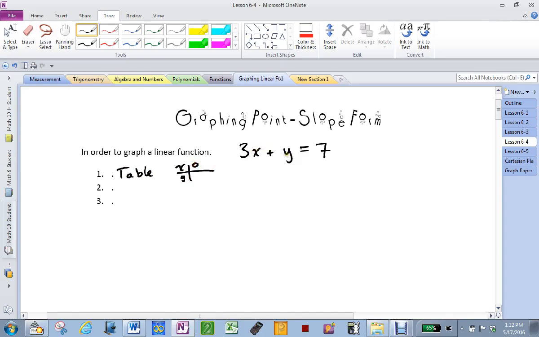Which of those is index or input? The x. So the first thing you would do would be a table. You would have x, y, you would put in some numbers for x. When x is 0, what's y? 7. When x is 1, what's y? 4. Right? And then you would graph it, because now you have 2 points you can graph it.